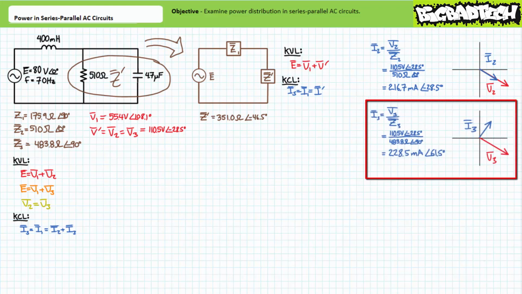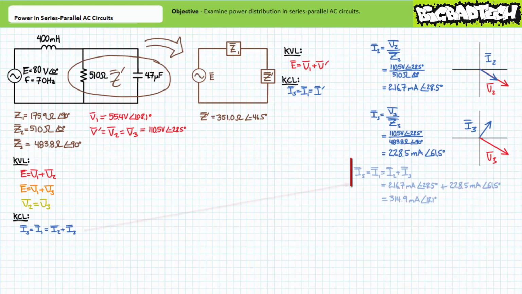A second application of Ohm's law suggests that the current through capacitive impedance Z3 equals 228.5 milliamperes at an angle of 61.5 degrees. Despite use of an external absolute reference, the phasor diagram clearly illustrates current leads voltage by a relative 90 degrees for this purely capacitive element.